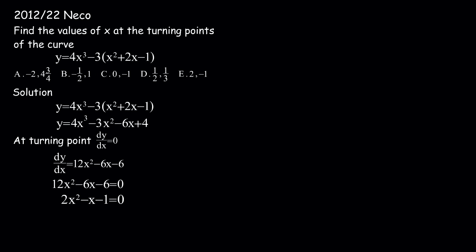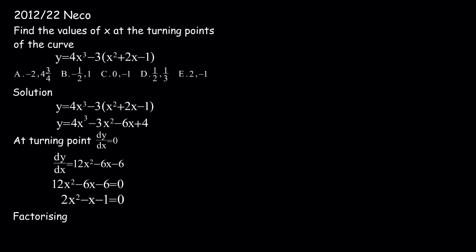Factorizing, we are going to be looking for two numbers in which when we multiply them, it is going to give us the product of a and c, and when we add them, it is going to give us b. In our equation, our a is 2, our b is minus 1, and our c is minus 1. So we are looking for two numbers that are going to give us the product of a and c, which is 2 and minus 1, which is minus 2, and when we add them together, it is going to give us minus 1. The two numbers are minus 2 and plus 1.